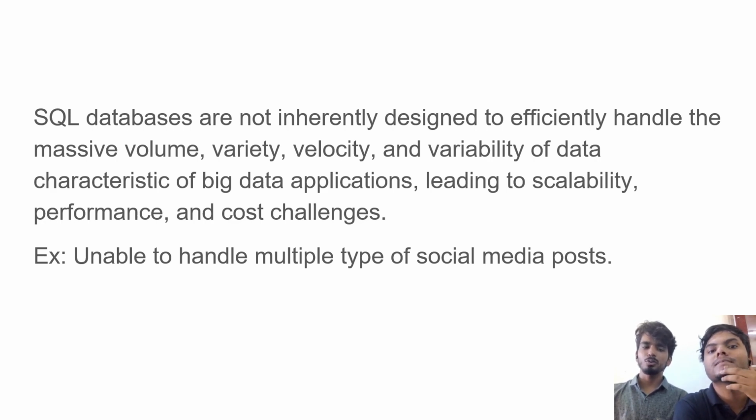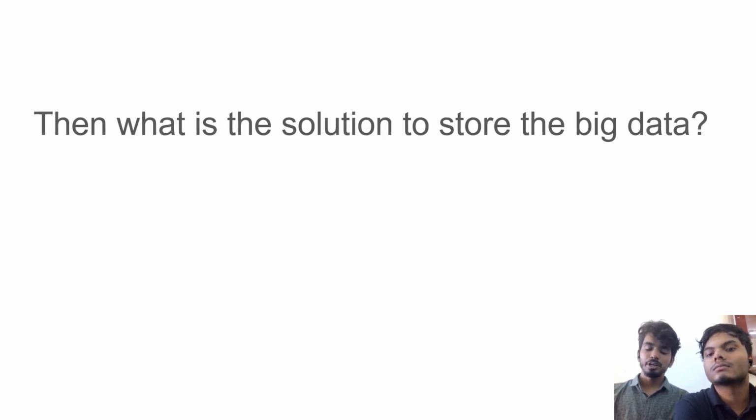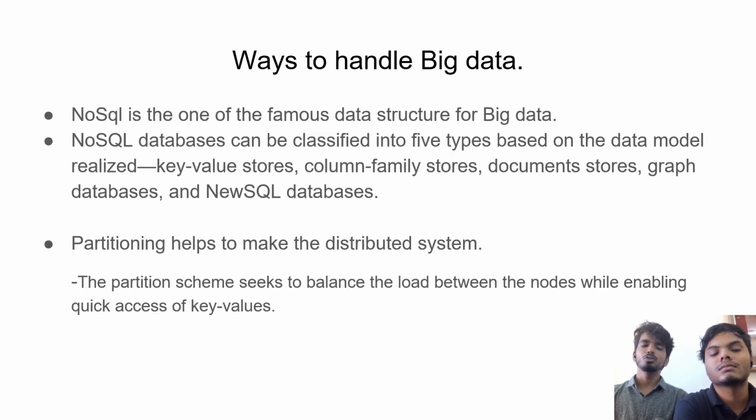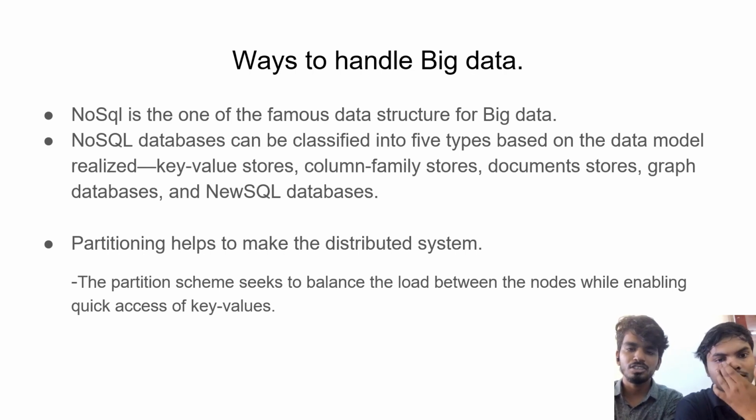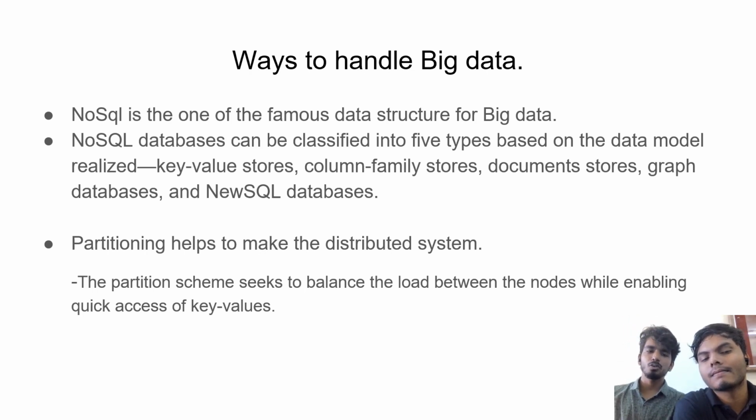So what is the solution to store such a huge amount of data? The solution is NoSQL. NoSQL is one of the famous data structures for big data at the current time. NoSQL databases are classified into five types of data models: key-value stores, column family stores, document stores, graph databases, and NewSQL. NewSQL databases are just a newborn baby, but still performing efficiently on big data.